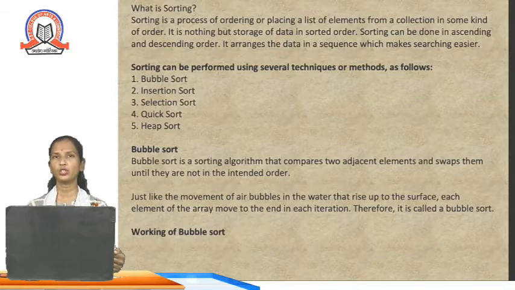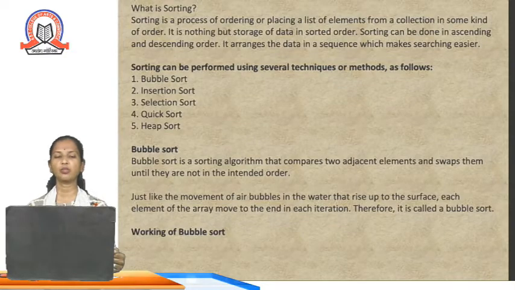Before doing any sorting, we need to decide whether we want to arrange the elements in ascending order or descending order, that is from low to high or high to low. Now, why is the name bubble sort? Just like the movement of air bubbles in water that rise up to the surface, each element of the array moves to the end in each iteration. Therefore it is called bubble sort. As the element is going to be sorted, it takes its correct position, and that correct position is the end of the array or the end of the list.